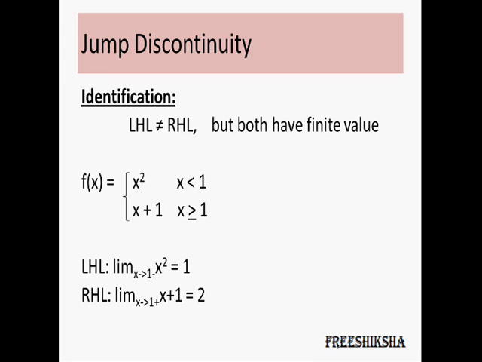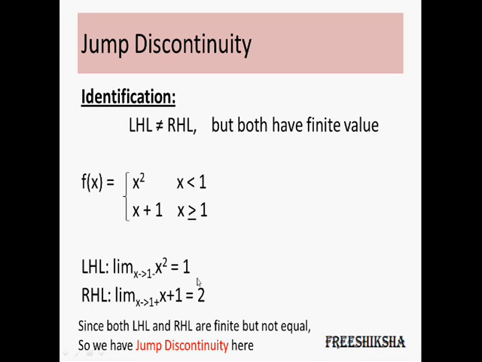So let's see the jump discontinuity first, and the identification for this is that your left hand limit should not be equal to your right hand limit, and both left hand limit and right hand limit should have a finite value. What the value of the function is at that point does not really matter, because if only this much is satisfied, then we can say that it has a discontinuity and it will be a jump discontinuity. If we look at the function that we discussed earlier, then its left hand limit is equal to 1 but the right hand limit is equal to 2.